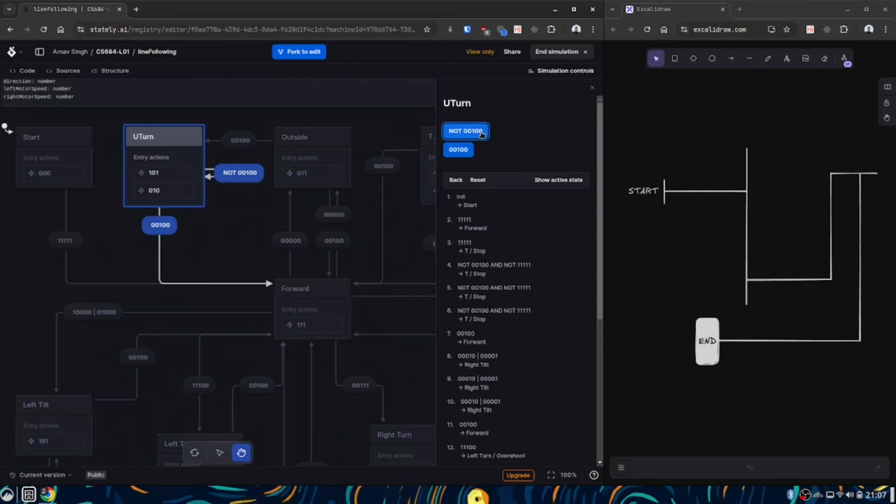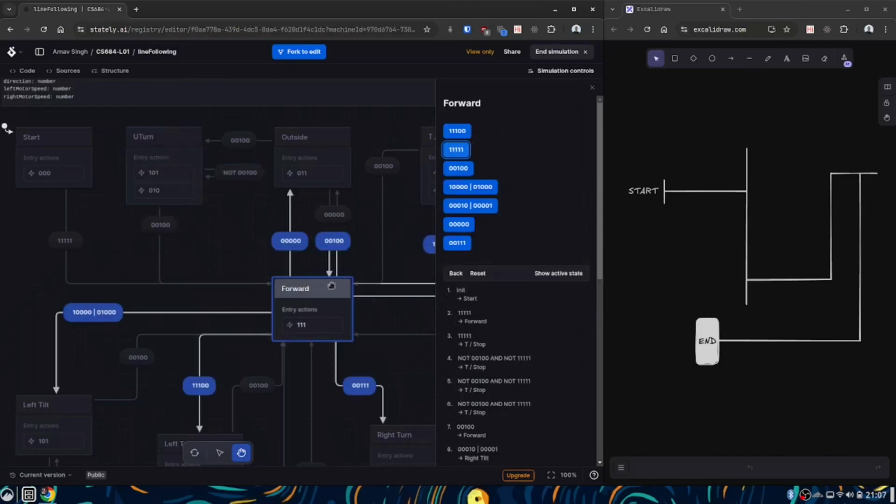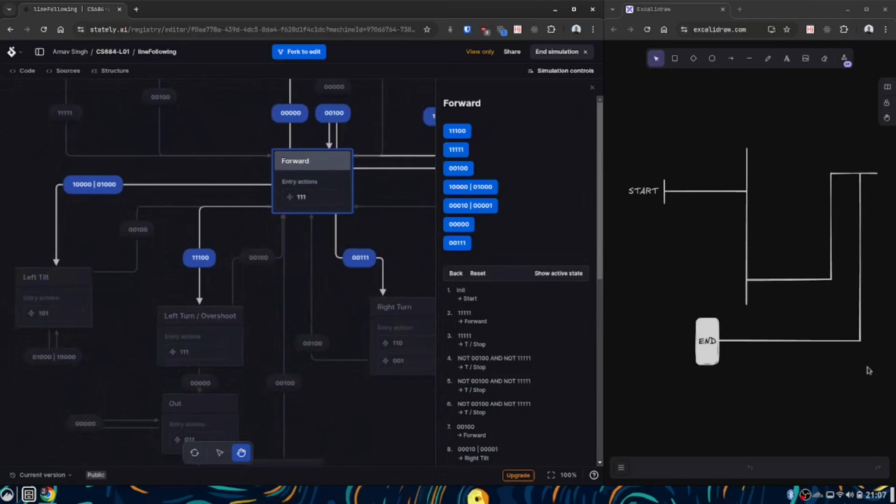So this happens a few times: 0, 0, 0, then 0, 1, 0, 0. That is, we're not on the line until we come back to the line, which is 0, 0, 1, 0, 0. So now we are over here and facing this way, upwards. Now we start going forwards again, because that is what we do here, 1, 1, 1. And we assume that we see the line a few more times until we come back to this intersection.